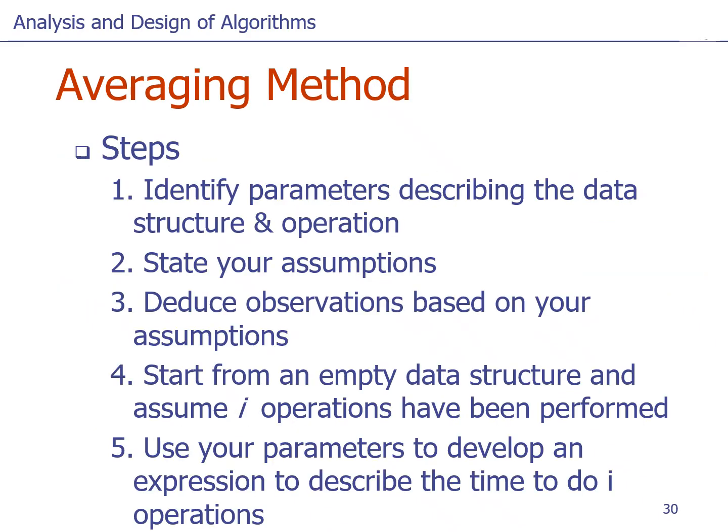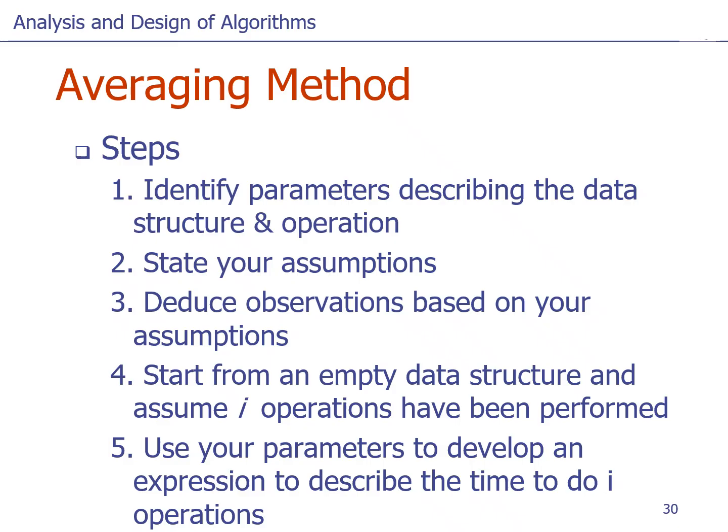So here are the steps involved in the averaging method. The first step involves identifying parameters describing the data structure and the operation at hand. What do I mean by parameters? I mean variables that you could use to express changes or manipulations that happen during the operation or on the data structure the operation is performing on. Now, all operations will use some kind of data structure, even if it's an array. Talking about how full the array is, or having a parameter that documents how full an array is, is useful in understanding the behavior of the operation.